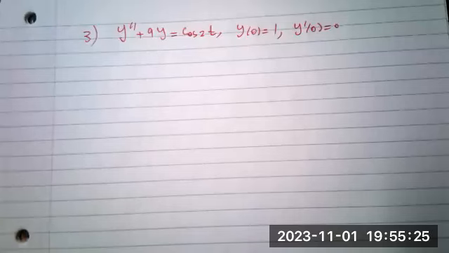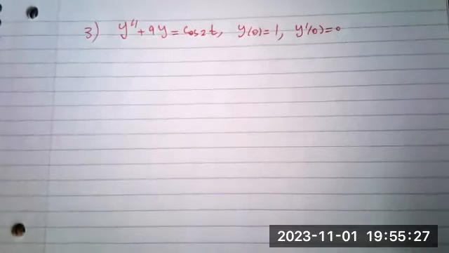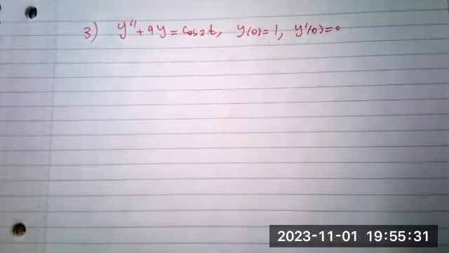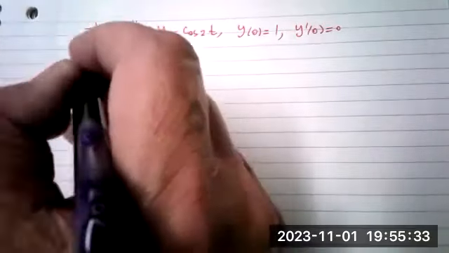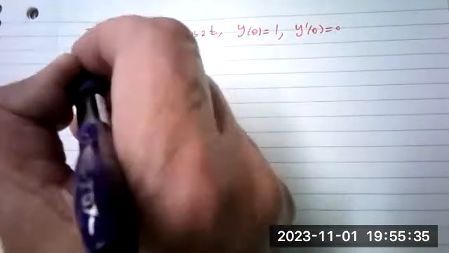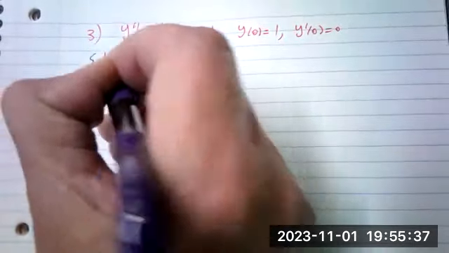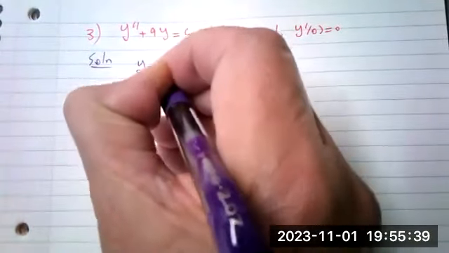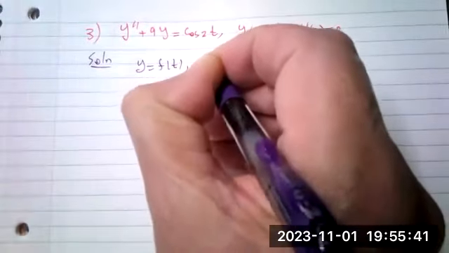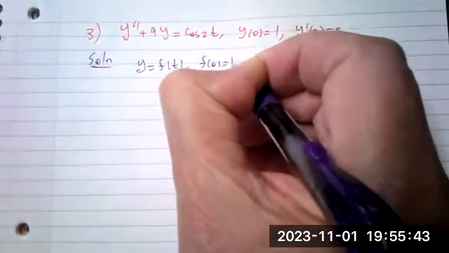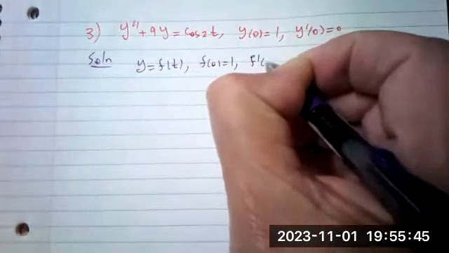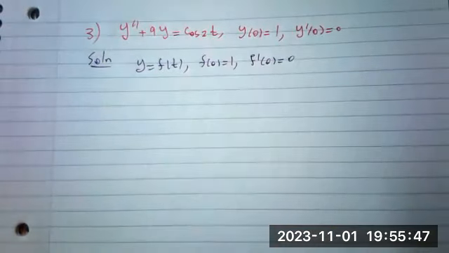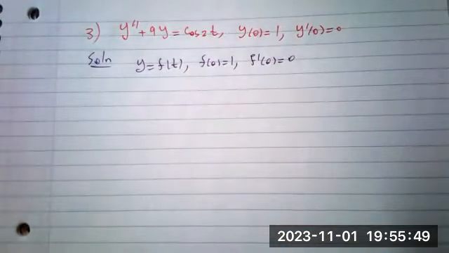Okay, let's write this one. This is non-homogeneous with the cosine. We give you one non-homogeneous one. So this is a kind of candidate. So let's do it quickly. Solution. Take y to be equal to f of t. f of 0 is 1. f prime of 0 is 0. Quickly substitute.